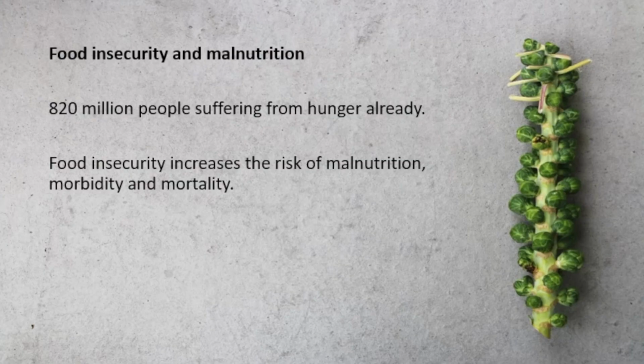820 million people are suffering from hunger already. Of them, 113 million people are affected by critical and acute insecurity, threatening their life or livelihoods and making them dependent on external assistance to survive. They cannot cope with further disruptions that the pandemic might bring. Food insecurity increases the risk of malnutrition, morbidity, and mortality. For people affected by COVID-19, good nutrition might make the difference between life and death.